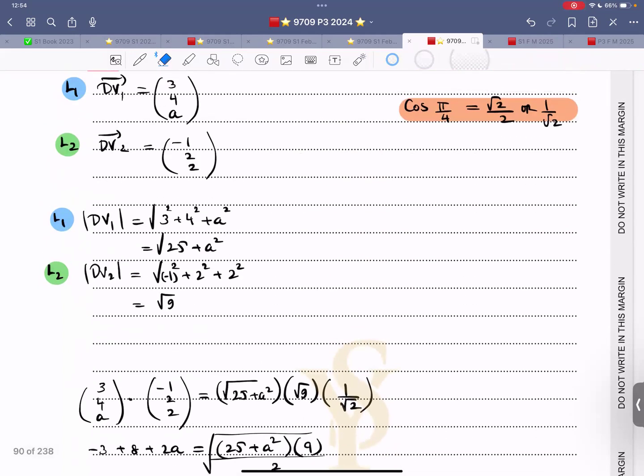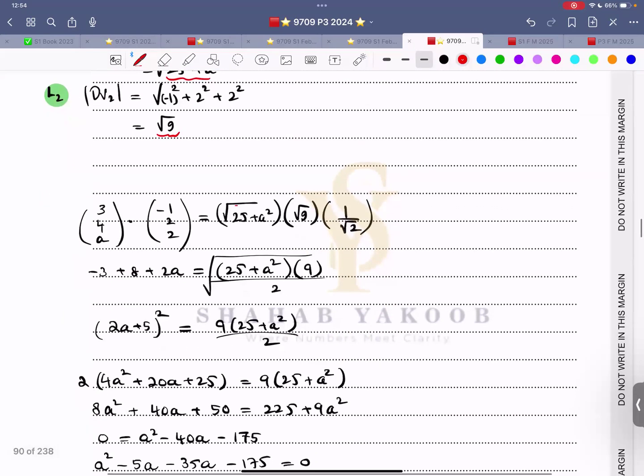Why? Because look at all the working. Focus on that. Focus on this thing. That is 25 plus a square. Focus on root 9. Focus on 1 over root 2. So there is the square root over here. There is this square root over here. There is this square root over here. Collect all of these pieces together and put them in one big square root. So let me write this thing in one big square root. Hold for a second.